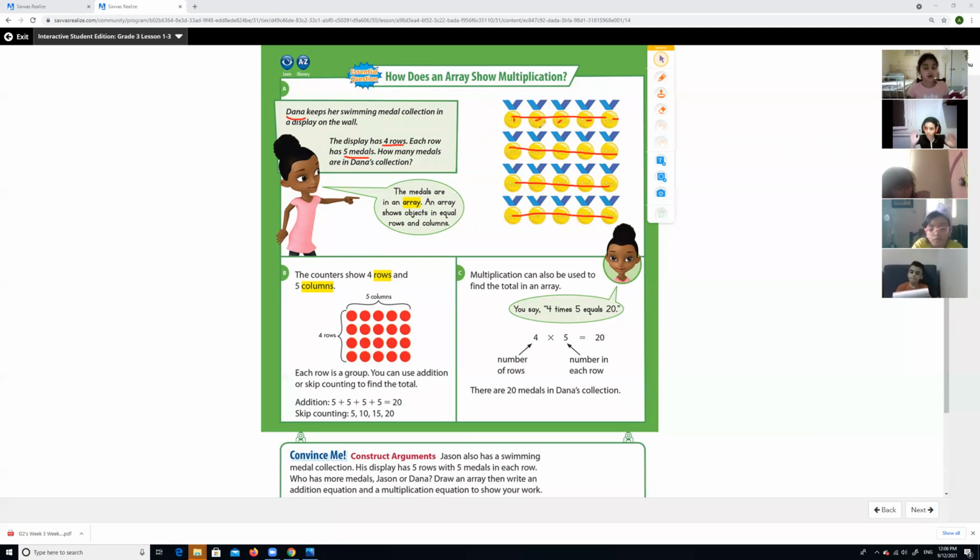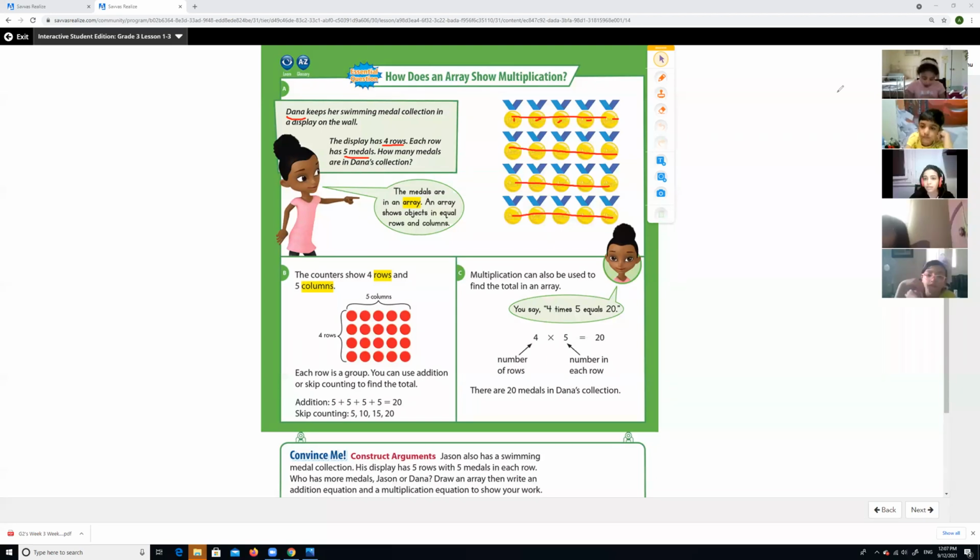Okay? We have an array. Is this an array? All of you respond yes or no. Is this an array? Yes. Equal rows, equal columns. Now he wants me to find how many medals in all, how many medals in the collection. So I will count one by one. 1, 2, 3, no. No. I can write a repeated addition equation. I can skip count, and I can write multiplication.